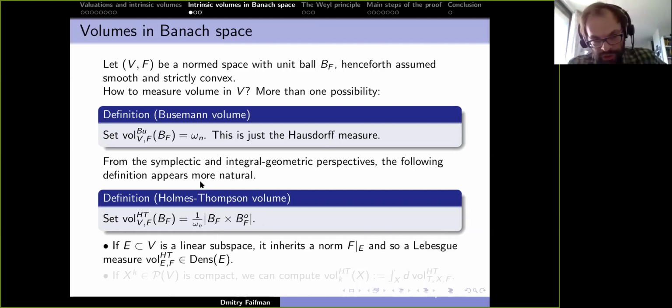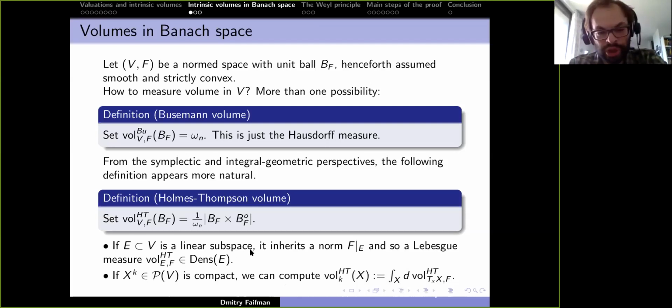If you have a subspace, then of course it inherits a norm. It's a normed subspace. And so you can construct the Lebesgue measure of this norm on this subspace. You get the density on this subspace. And for instance, if you have some k-dimensional submanifolds, then you can compute its k-dimensional Holmes-Thompson volume by integrating over it.